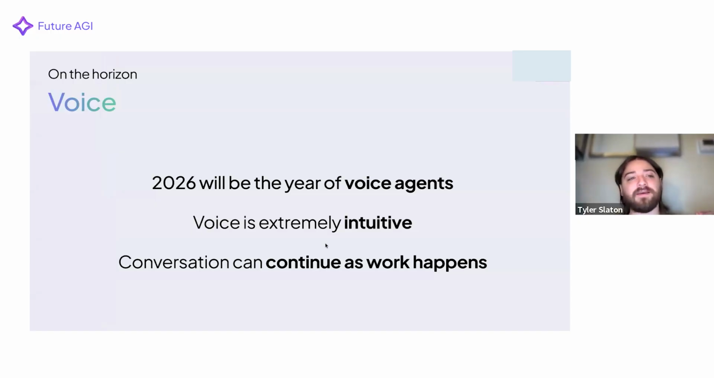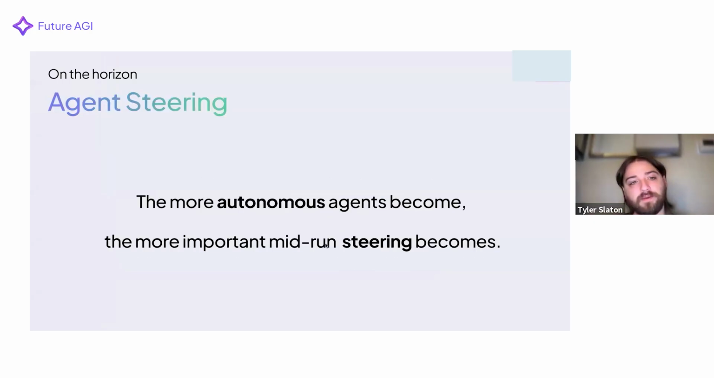And why 2026? Because agent frameworks are really starting to adopt voice as a modality that they communicate through via things like WebRTC. We also believe that agent steering is super important and will remain very important. So fully autonomous AI is going to become very difficult without steering. The more autonomous agents become, in fact, the more important we see mid-run steering becomes as well.